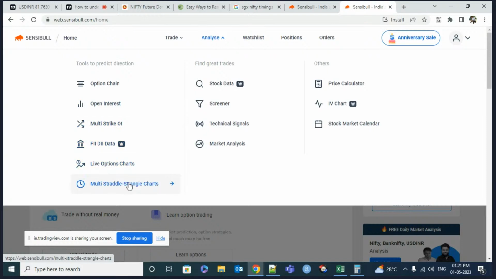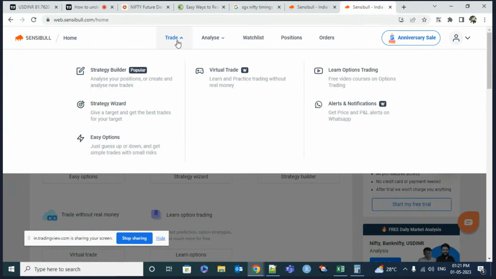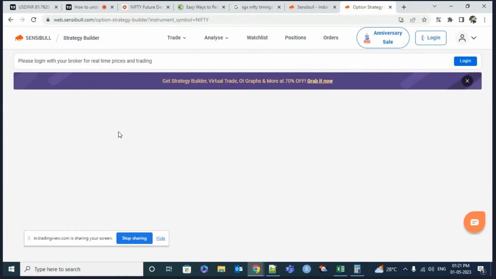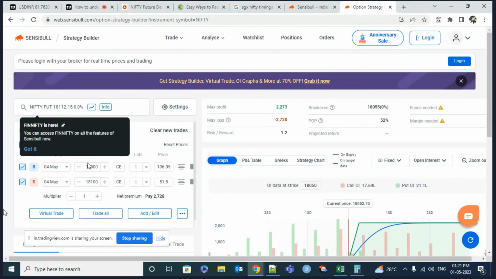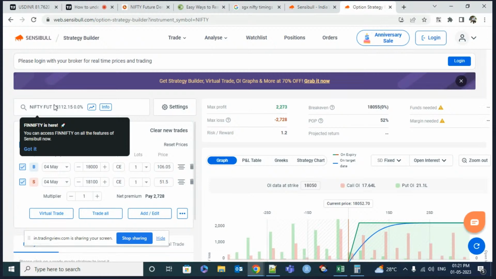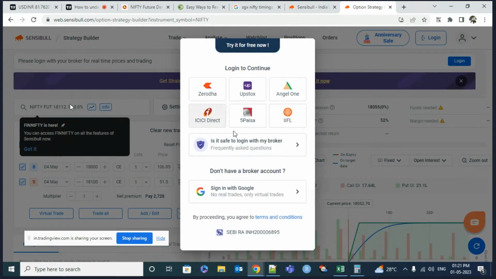Yeah, strategy builder, you can go here. You can put your expiry, you can add here. These are the brokers we can directly connect, and with just one click, the strategy you build here will execute a basket order in your broker altogether.